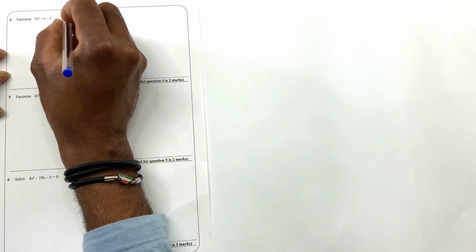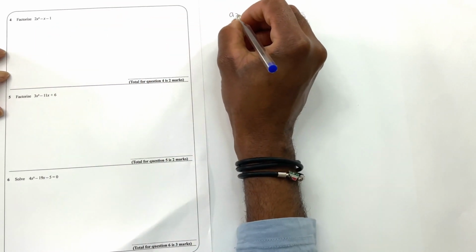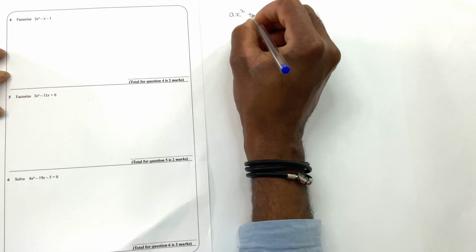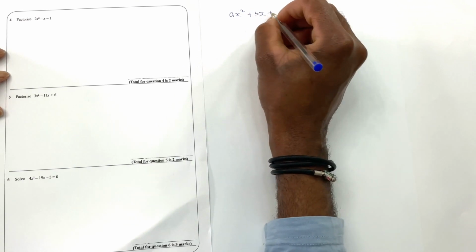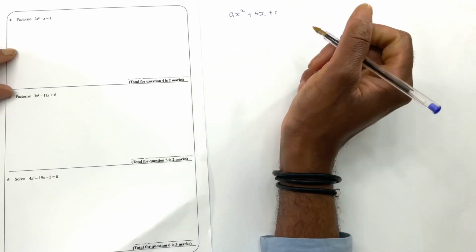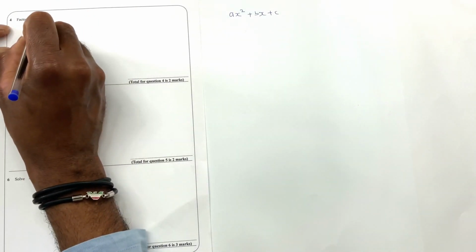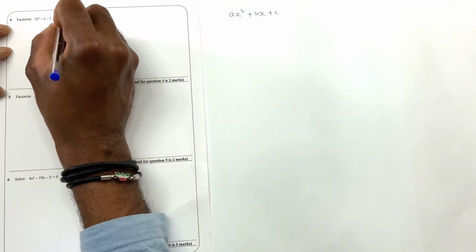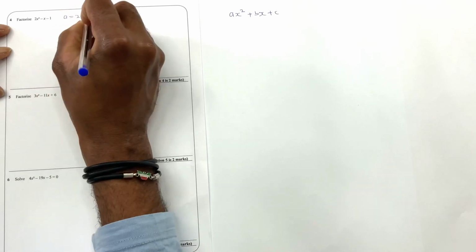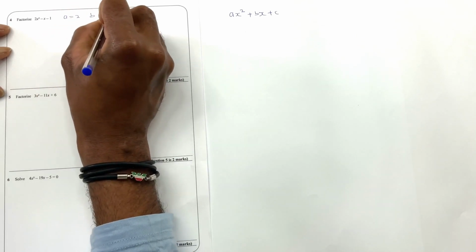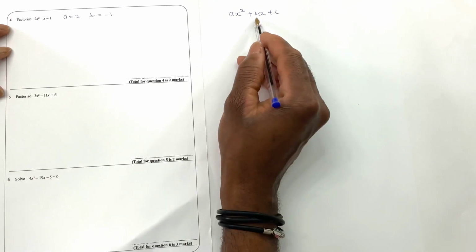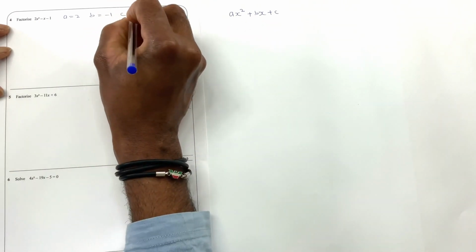Factorize 2x squared minus x minus 1. Remember, a quadratic equation is ax squared plus bx plus c. That's a quadratic expression. If I compare that to that, a equals 2, b equals minus 1, c equals minus 1.